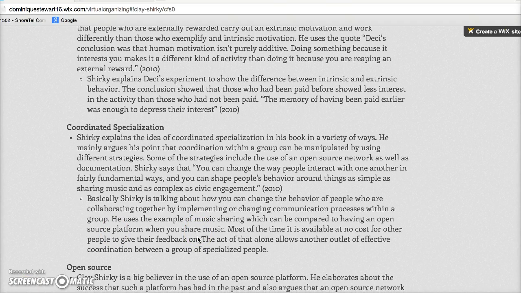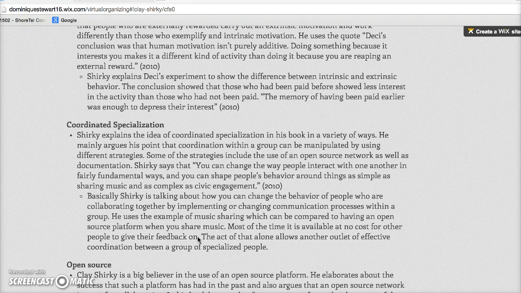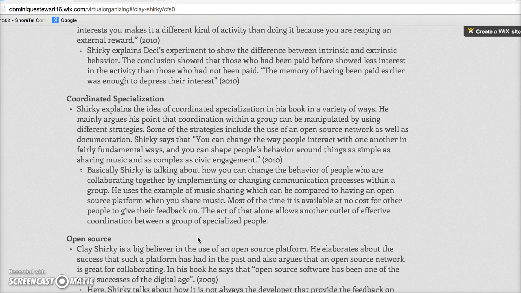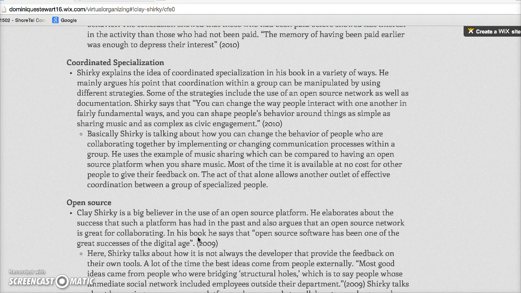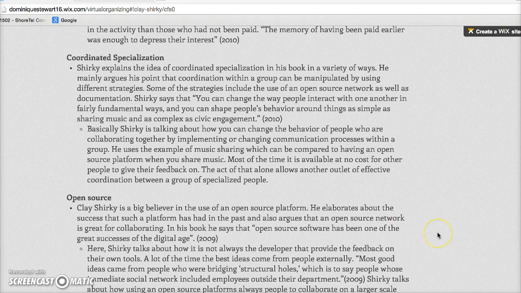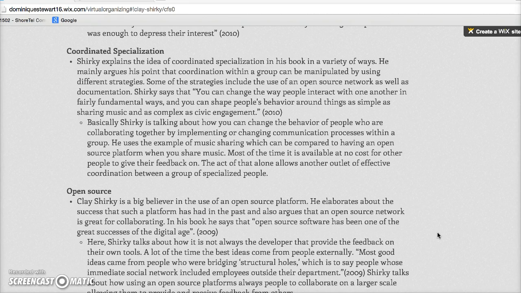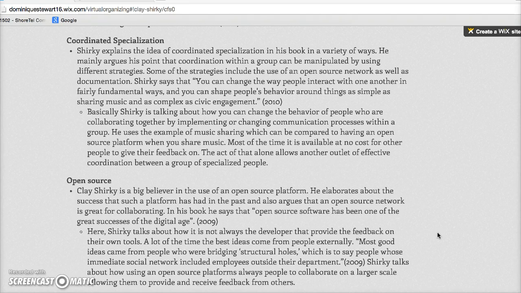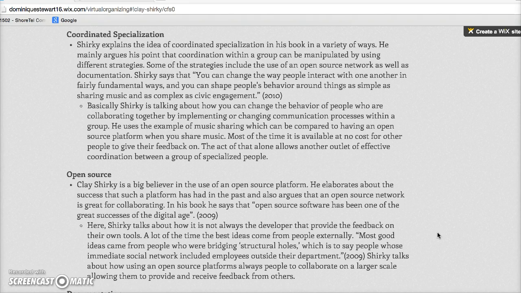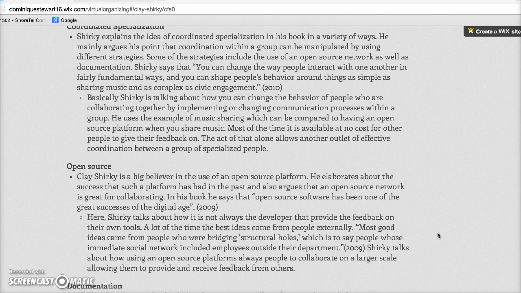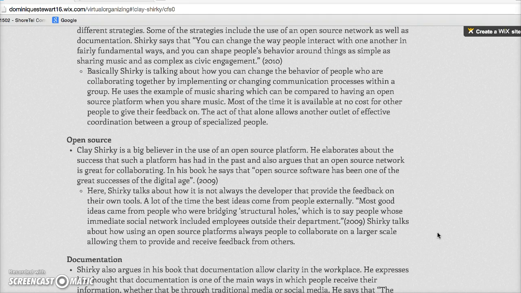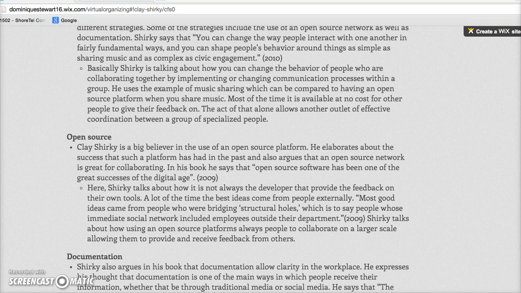Now, for coordinated specialization. Shirky explains the idea of coordinated specialization in his book in a variety of ways. He mainly argues that coordination within a group can be manipulated by using different strategies. Some of the strategies include the use of an open source network as well as documentation. Shirky says that you can change the way people interact with one another in fairly fundamental ways, and you can shape people's behavior around things as simple as sharing music and as complex as civil engagement.